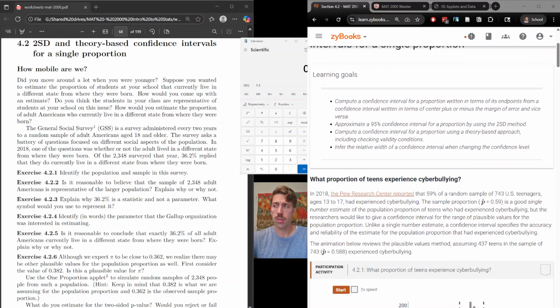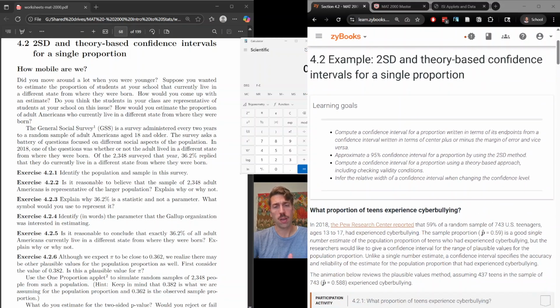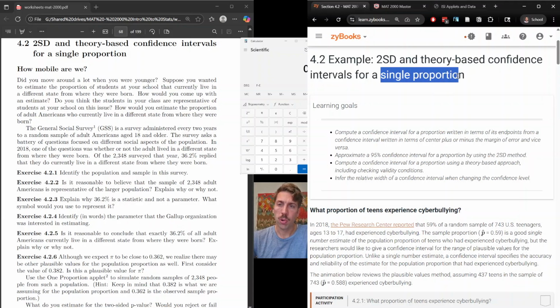So 4.2, this chapter 4 is all about confidence intervals. Last time we learned about what confidence intervals are. We had a very simulation-based view of how to find them. For this section, we're going to do more of a theory-based way of finding confidence intervals. In particular, it's going to be single proportion. Next section we'll talk about what we do with quantitative data.